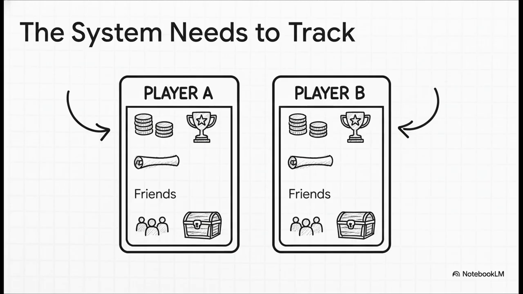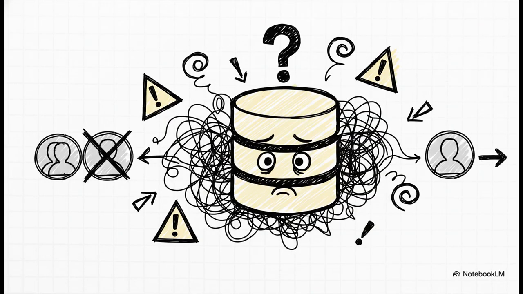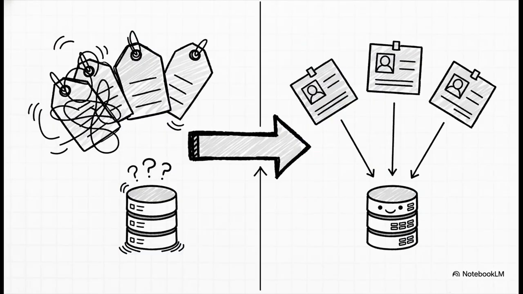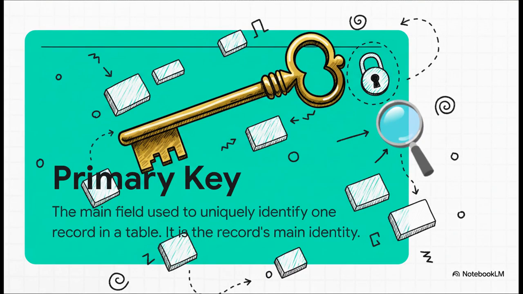So how does it? Well, you can't just use the username. Names change, people make typos, it's just way too messy. So this is where a super simple idea comes in, the ID. It's just a value that points to one thing. By using an internal ID, the system sidesteps all that name confusion. It just makes things work. And that brings us to the official name for this, the primary key. It's basically the record's true identity.